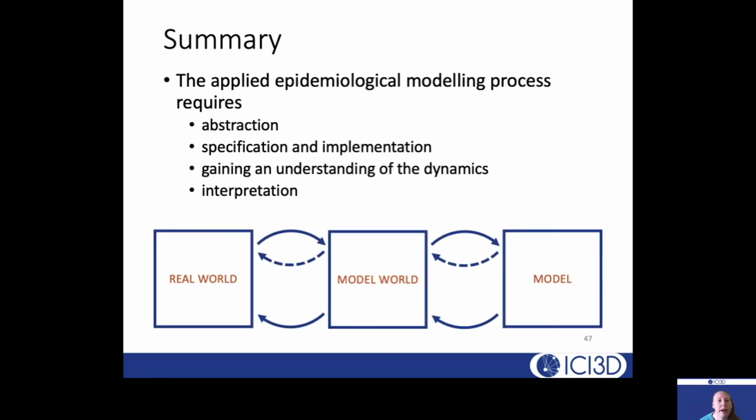And then lastly, the applied epidemiological modeling process requires 4 basic steps. First, we have abstraction, where we take what we know about the real world and formulate a model world that we'll use to address a research question. The second step is specification and implementation of a formal model that describes the model world. We use this formal model to gain an understanding of the dynamics and to understand how our assumptions relate to the outcomes that we see. And finally, we translate our findings about the model world back into the real world to address our research question.